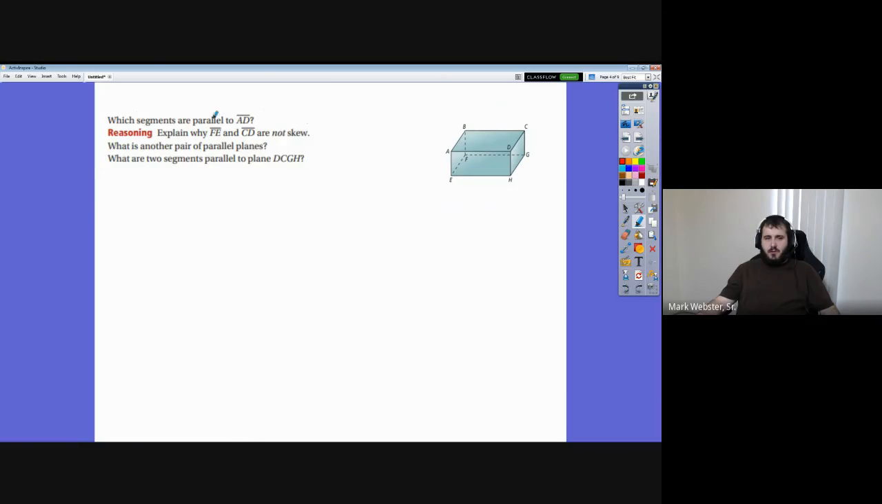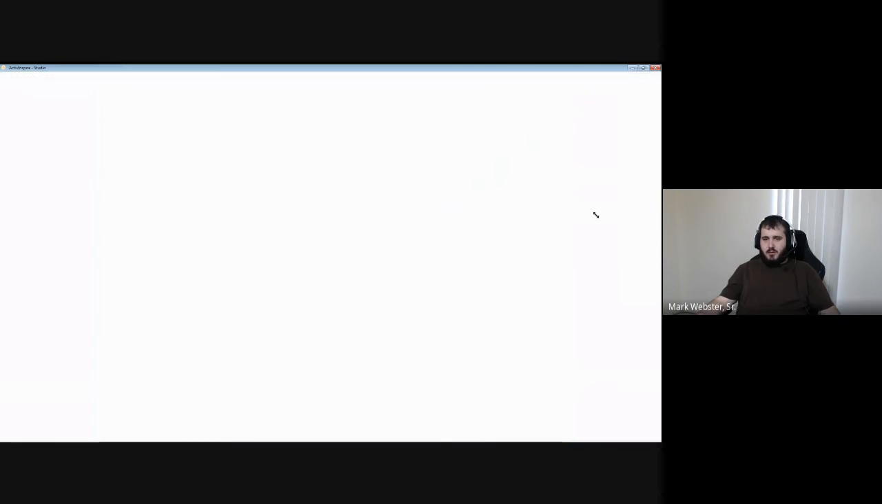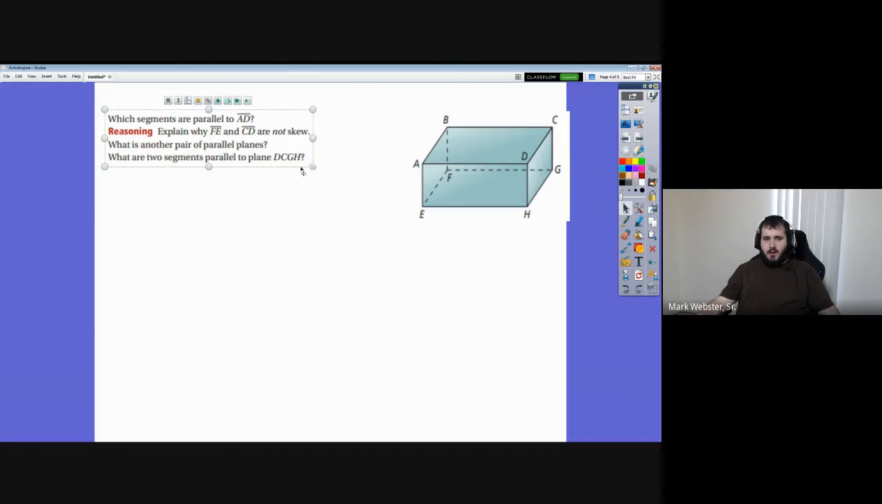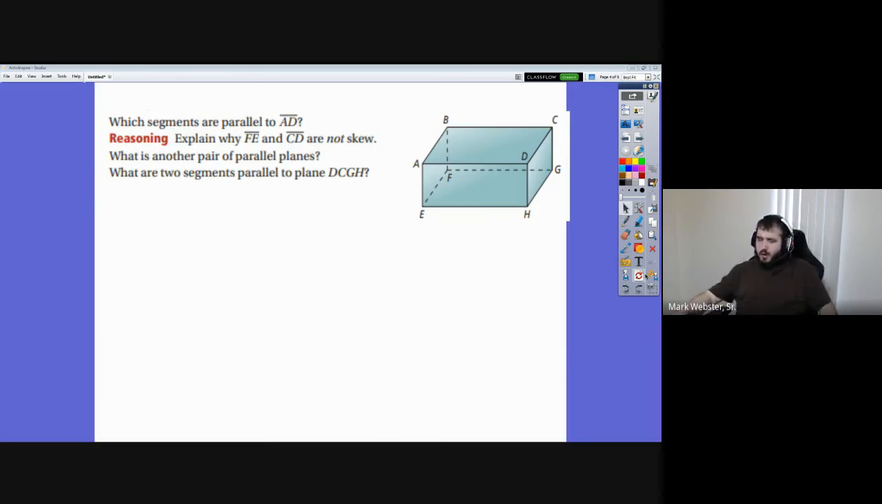So now these four questions are very similar to the ones I just asked you, right? Same exact picture. Just these questions are slightly different questions. So let's go over this. First one, it says, which segments are parallel to AD? Well, that was the same question we asked earlier, just now with a different segment, right?